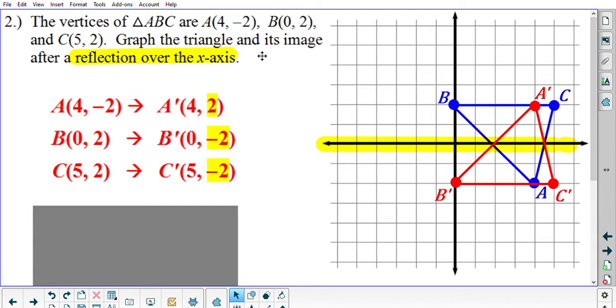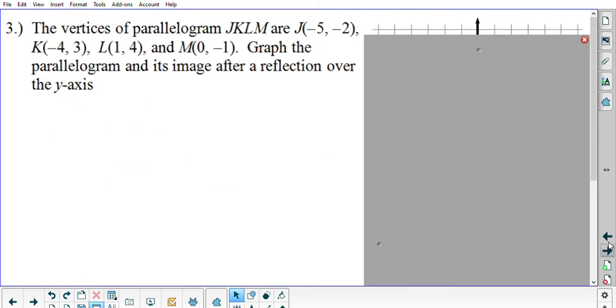Now, actually, the directions did not say that you had to name the ordered pairs of the image. So I only put that over here on the left for those of you who find it easier to figure out the ordered pairs first, then graph it. Again, that's a matter of personal preference. You decide which way you want to do it. All right, problem number 3. Definitely do this one on your own. So hit pause on the video, do number 3 on your own, then hit play when you're ready for me to go over it.